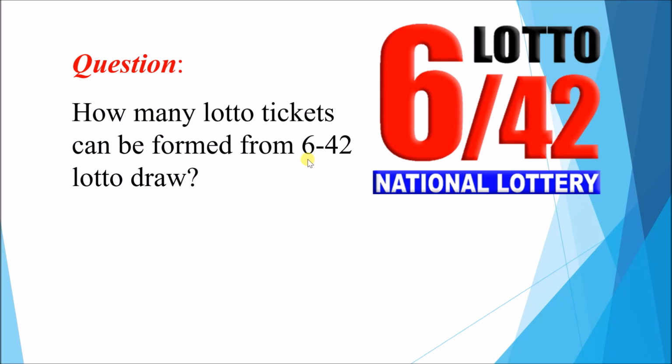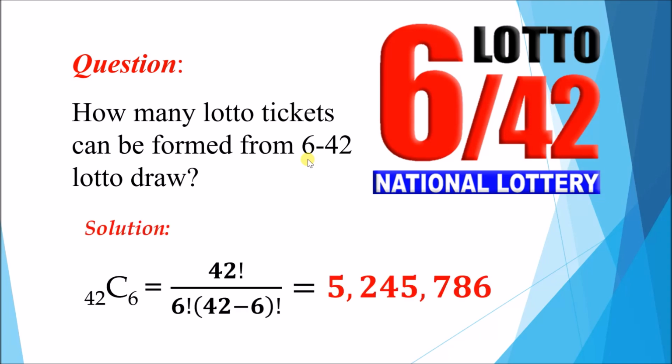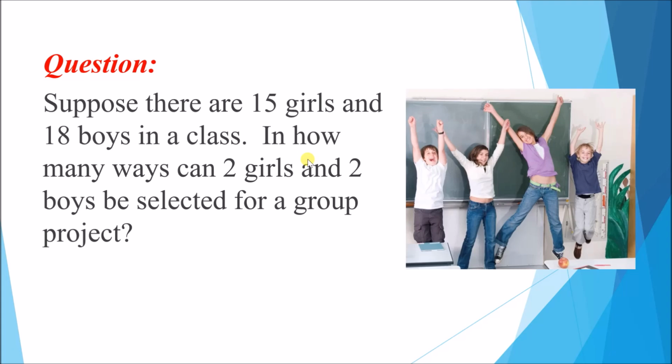How many lotto tickets can be formed from 6/42 lotto draw? Gagamitin lang natin 42, a combination of 42 objects taken 6 at a time. So, combination of that is 42 factorial all over 6 factorial times quantity 42 minus 6 factorial. Or using your scientific calculator, there's a symbol of combination there. You will arrive at 5,245,786.